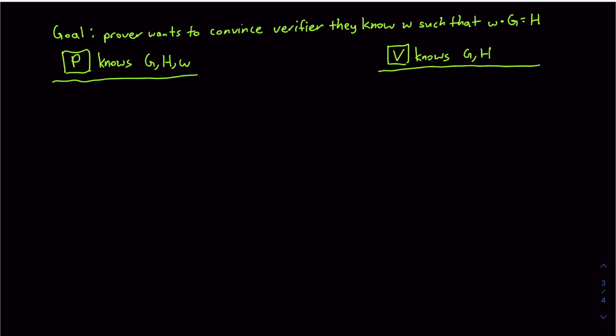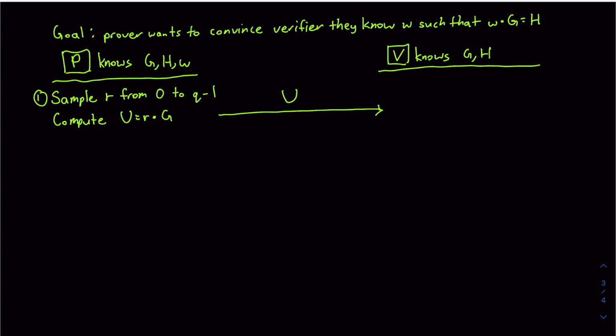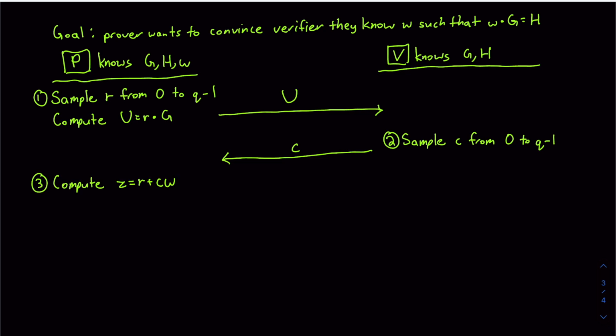First, the prover samples a random scalar R from 0 to Q minus 1 and calculates U equals R times G, which is another point in the elliptic curve group. The prover then sends U over to the verifier. Next, the verifier samples a random scalar C from 0 to Q minus 1 and sends it to the prover. Once the prover receives C, they can compute Z equals R plus C times W. Since R, C, and W are all scalars in the field, Z is also a scalar. The prover then sends Z to the verifier.